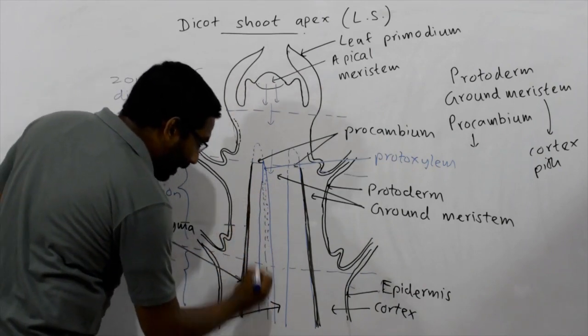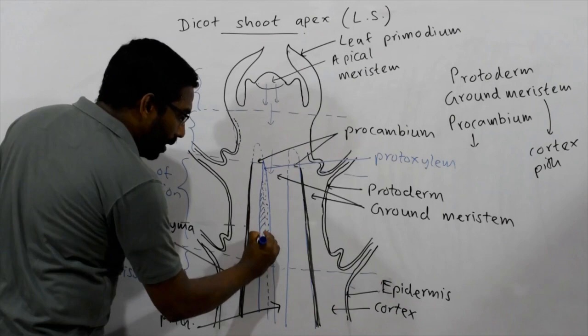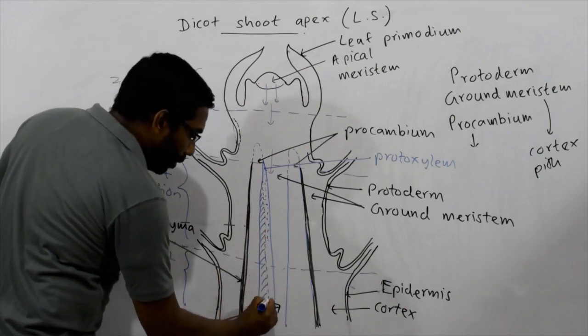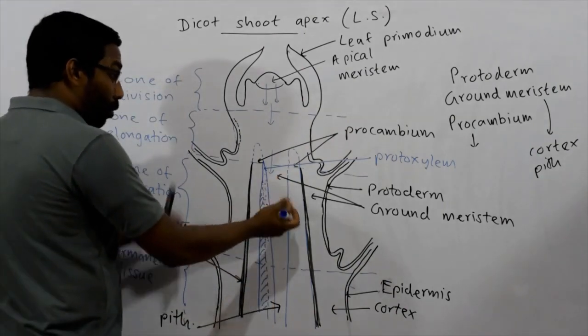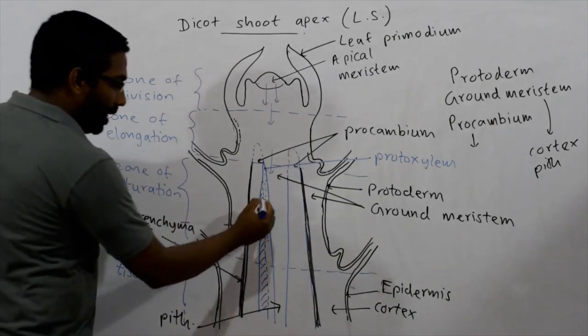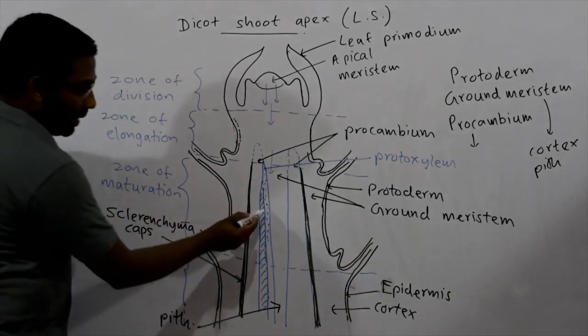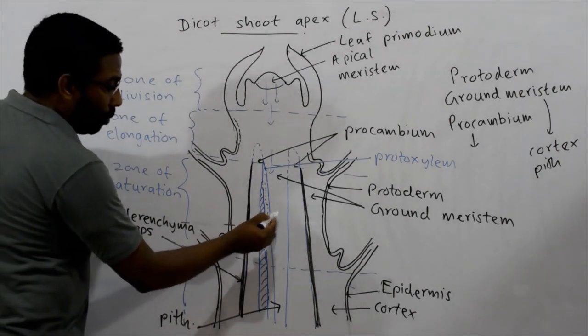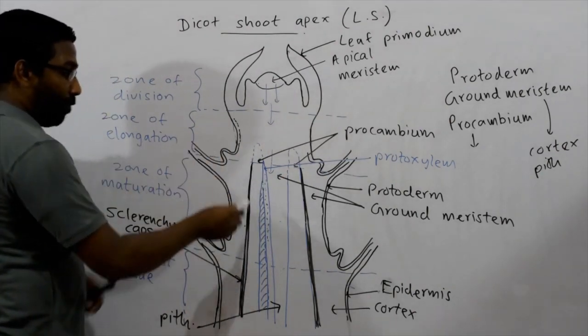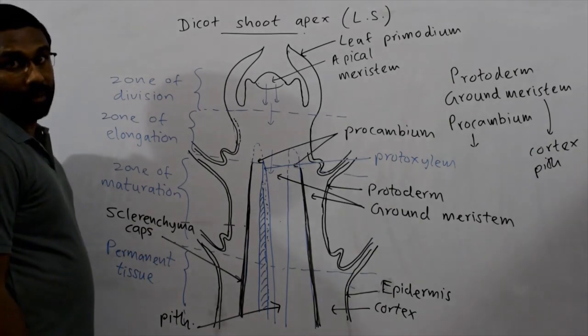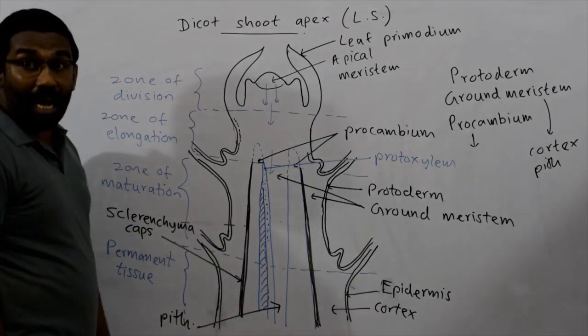Here you can observe metaxylem is differentiated more peripheral to the protoxylem. So here we will separate protoxylem and metaxylem like this. This region, which is located more medially, is the protoxylem. Then peripheral to protoxylem it has metaxylem. That's why we term this as endarch xylem.